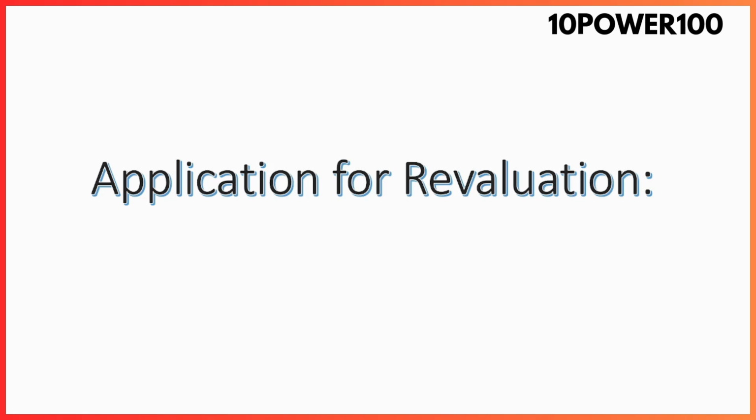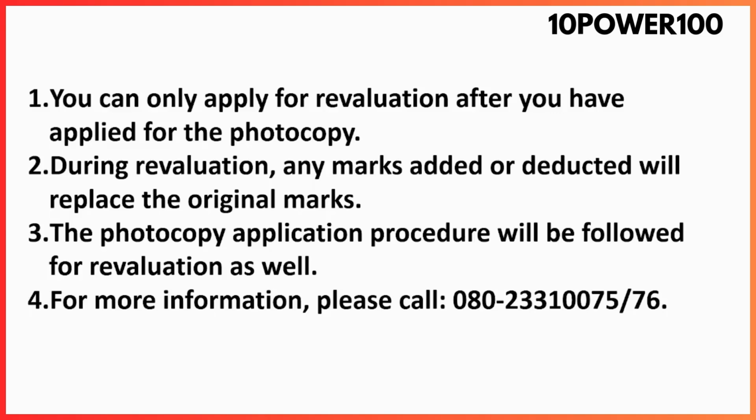Next, application for revaluation. This is very important. If you want to apply for revaluation, there are some procedures that you have to follow. The first one is you can apply only after getting the photocopy. That's why getting a photocopy is very important. Next, during revaluation, any marks added or deducted will replace the original marks. For example, in the first exam, you would have scored around 70 out of 80. After applying for revaluation, you might score 2 marks less or 2 marks more. In that case, your old mark will not be considered; your new mark will be considered, whether it is higher or lower.